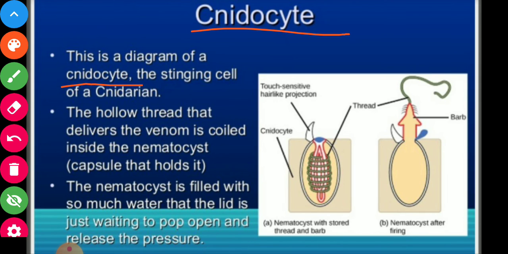The hollow thread that delivers the venom is coiled inside the nematocyst in the capsule. The nematocyst is filled with so much water that the lid is just waiting to pop open and release the pressure. When they open, they have a thread, and they can inject the venom into the prey, and it may be killed or paralyzed by using these cnidocytes.